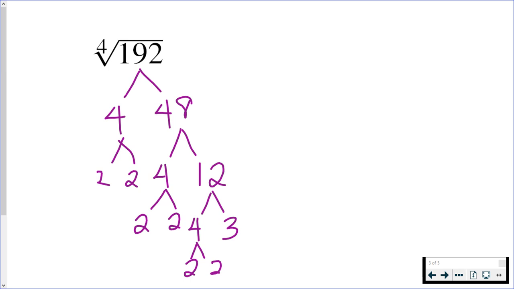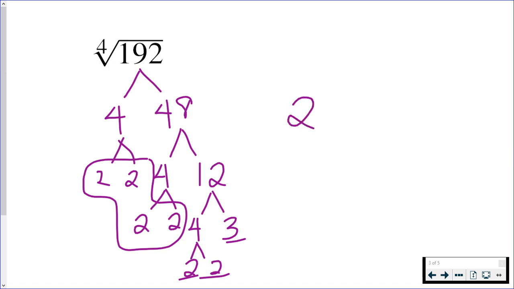Okay, so we've got a lot going on here. We've got 6 2's and a 3 at the ends of my branches. We're only looking at the ends. We want 4 of a kind, so we're going to put 4 of those 2's together. And then we've got a 3 and 2 2's left over.